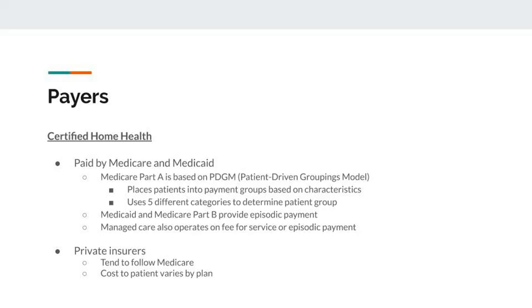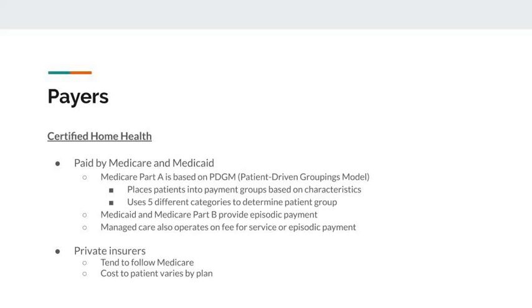Timing: is it the first 30 days of care or the last 30 days of care? Clinical grouping, so the main reason that they are receiving home health services. Functional impairment level, which is determined by the OASIS outcome measures. And comorbidity adjustment, based on any other conditions that they have. Then Medicaid and Medicare Part B provide episodic payment, so it's based on each time that you see the patient. Then managed care is going to operate on either episodic payment or fee-for-service.